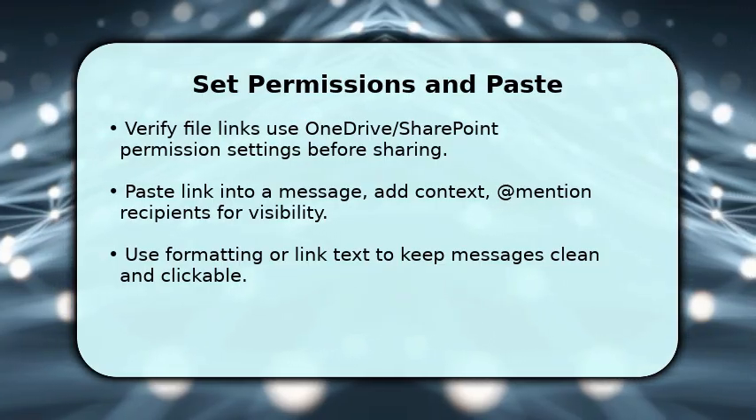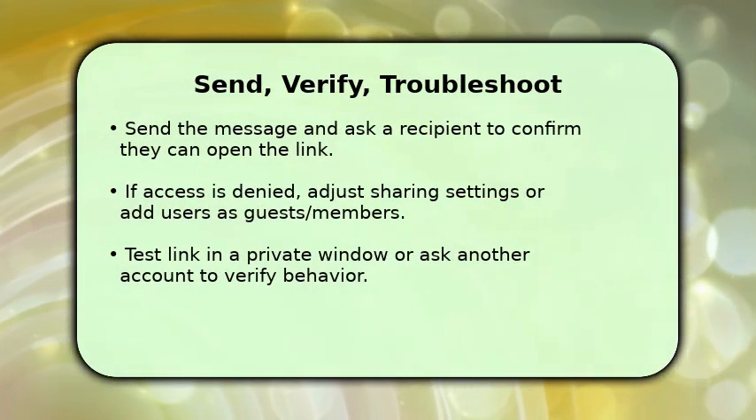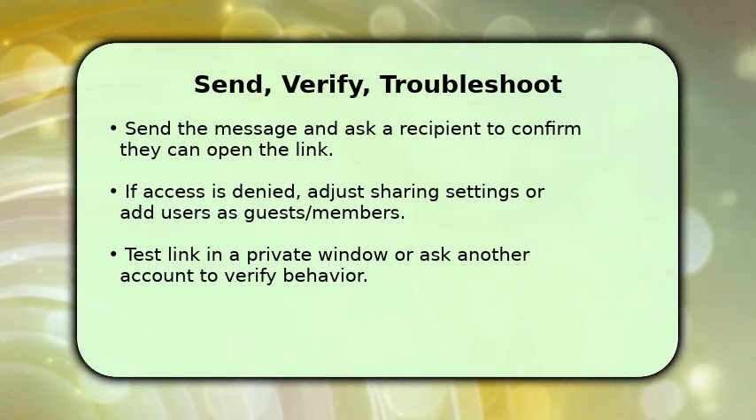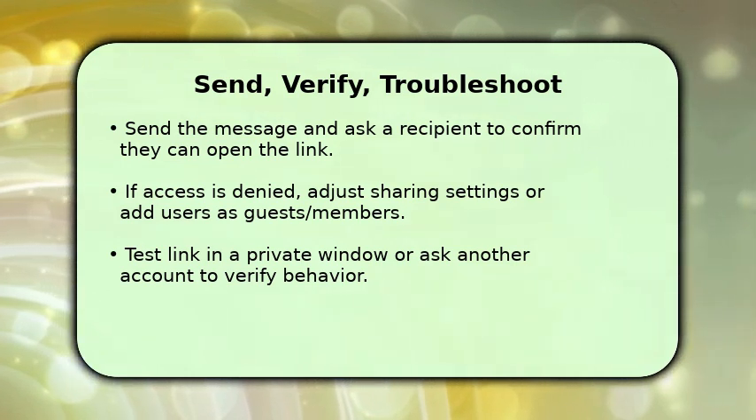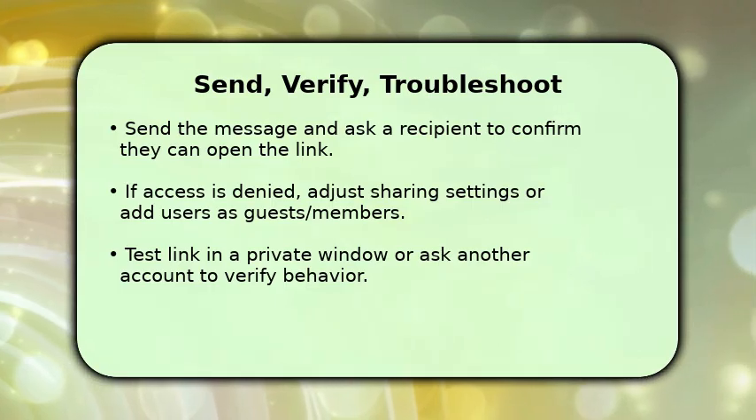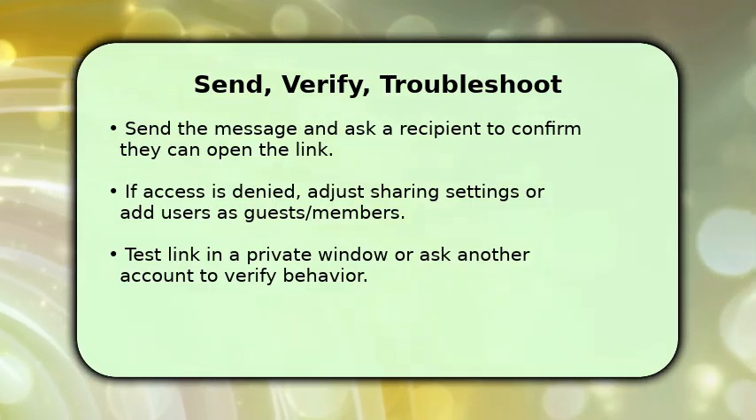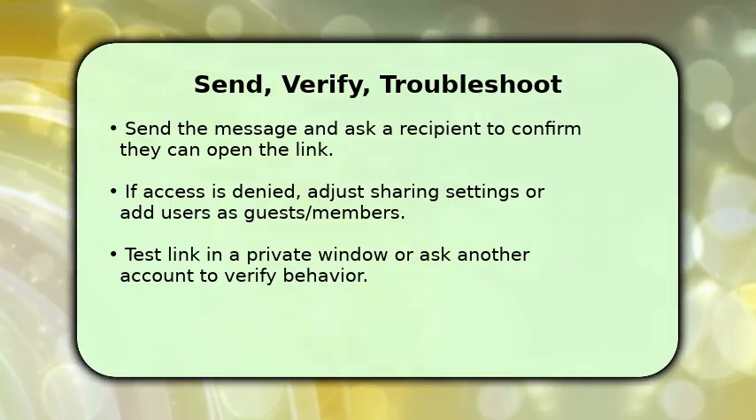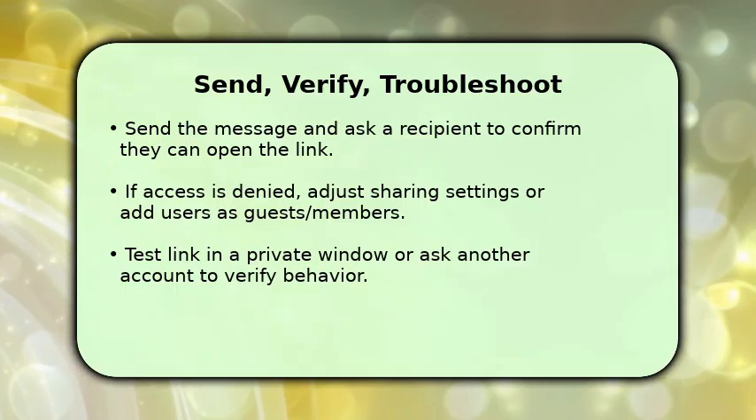Finish by sending the message and then verify the link works for at least one recipient, ask them to open it, and confirm access. If someone sees an access denied error, make sure you adjust the file's SharePoint/OneDrive permissions or explicitly share the item with those people, and consider adding external users as guests if needed.